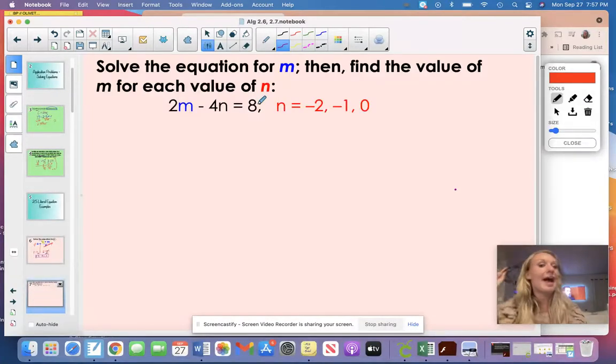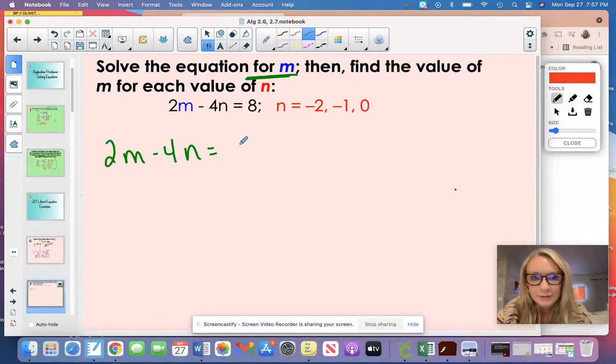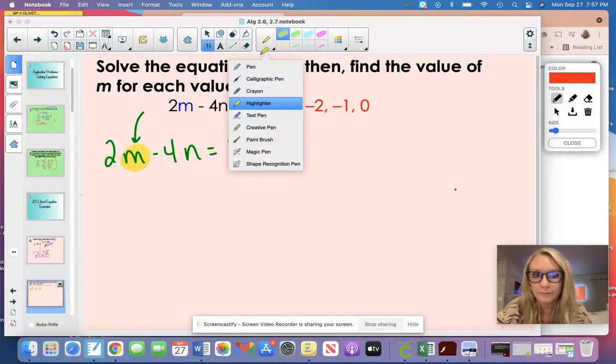Solve the equation for m and then find the value of m for each value n. Remember, we're going to break this into 2 pieces. Step number 1, let's solve the equation for m. So here's what we've got. And again, we need this little m by itself here. Okay, so that's step 1.